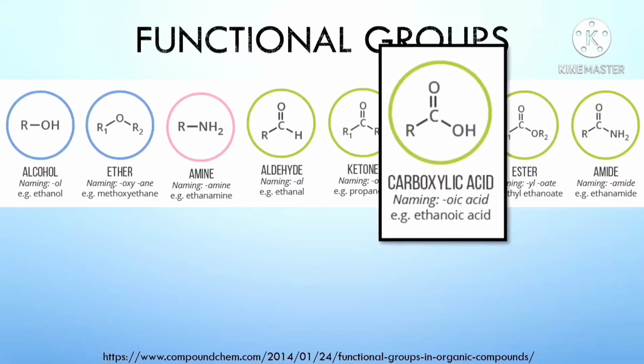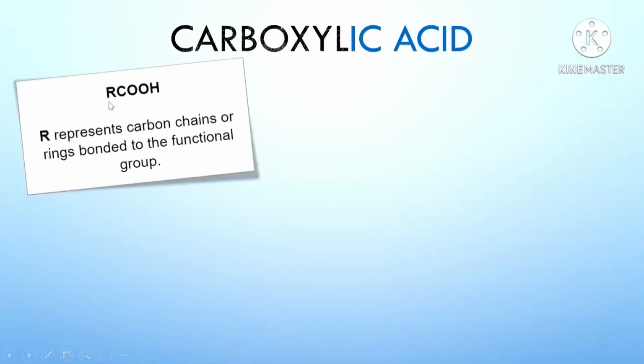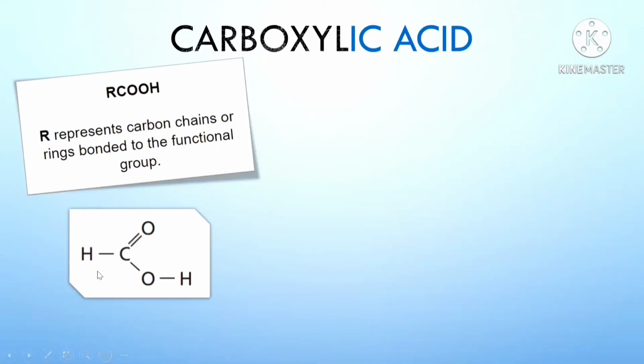The functional group of a carboxylic acid is a carbonyl group bonded to a hydroxyl group. The general formula is R-C=O-OH, where R represents carbon chains or rings bonded to the functional group. This is the simplest carboxylic acid, and it's called methanoic acid because it only has 1 carbon atom. So from methane, it becomes methanoic acid.